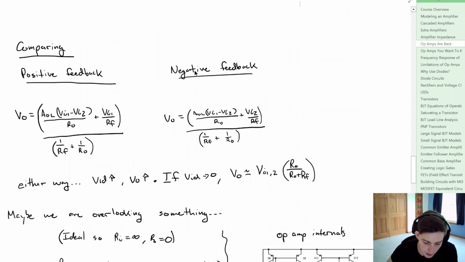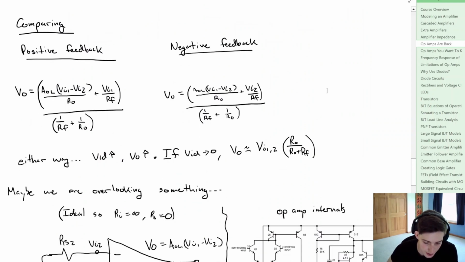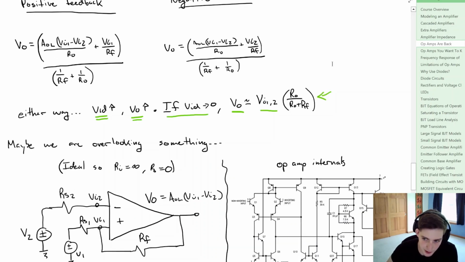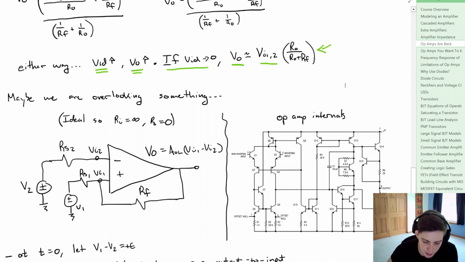And now we can compare the positive and negative feedback networks. Now they look fairly similar here. Either way, if the differential input voltage increases, the output voltage will also increase. Now if the differential input voltage tends towards 0 or pretty close to each other, well, what do we get? We get that the output voltage is equal to either VI1 or VI2, and then we get this resistor combination here. Now this looks a little bit familiar to what we've seen in circuit analysis, but it kind of appears that no matter the feedback network you use, you get this same result. And this is the thing that kind of bothers me. There's not many answers for it. So maybe we're overlooking something.